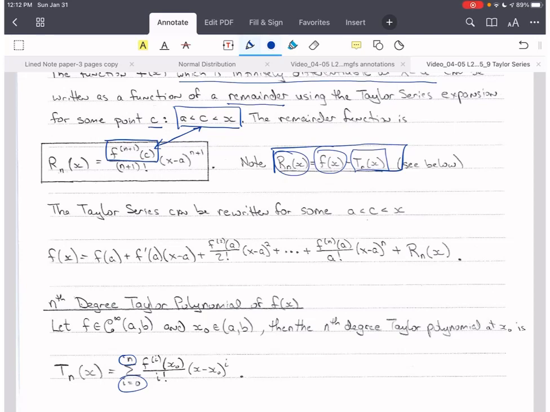All right. So for some c that's between a and x, we can rewrite the Taylor series as follows. I didn't write the summation notation, but you certainly could. So this would be f of a plus f prime of a times x minus a, plus the second derivative of f at a over 2 factorial times x minus a squared, plus dot dot dot. And now we get to the nth derivative of f at a over n factorial times x minus a to the nth power, and then we have the remainder.